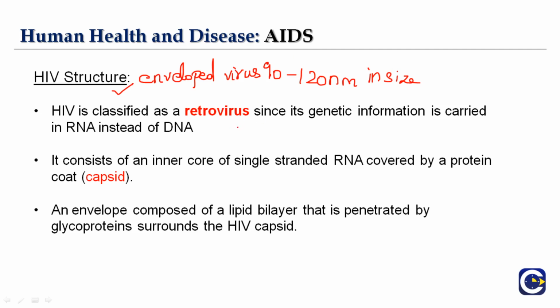Any idea what that enzyme is? It is called reverse transcriptase. This question can be expected from NEET side, so kindly make a note of it. The enzyme name is reverse transcriptase. So this enzyme is a characteristic feature of this retrovirus family, and especially for HIV, they say.